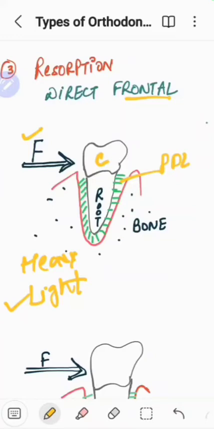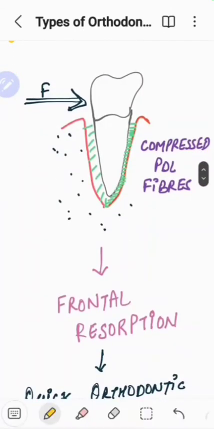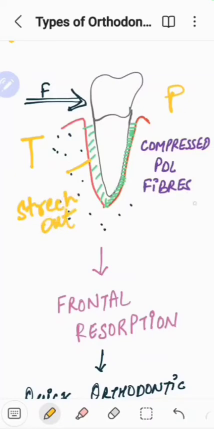Whenever a force is applied to the tooth structure, there is compression of PDL fibers. There are two sides. The side on which the force is applied is the tension side, and the side opposite to it is called the pressure side. On the tension side, the PDL fibers stretch out, whereas on the pressure side there is compression of the PDL fibers.